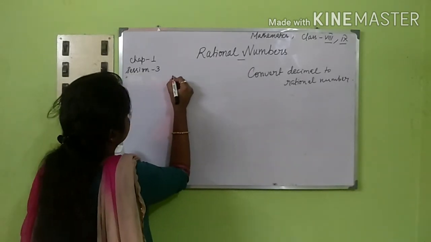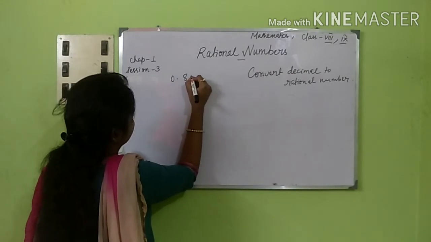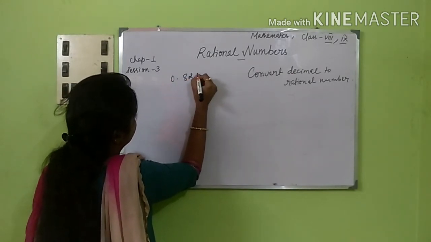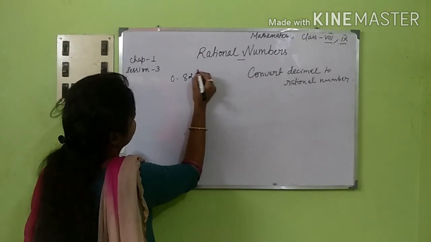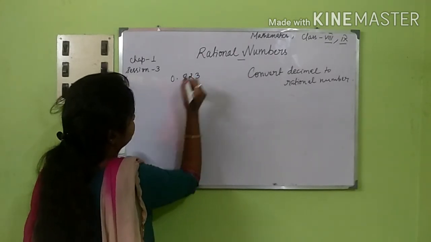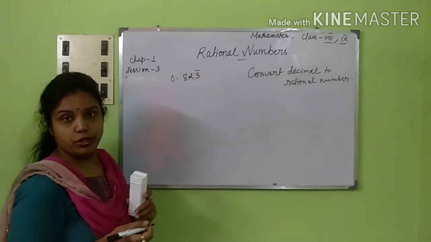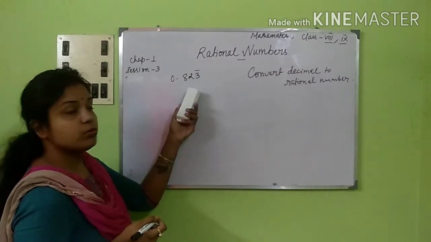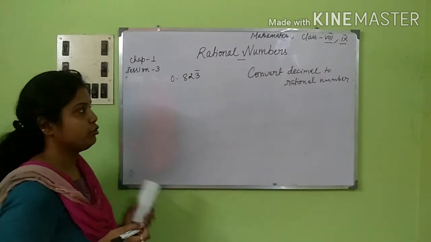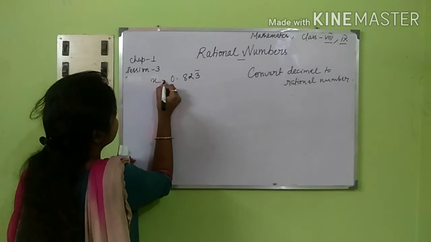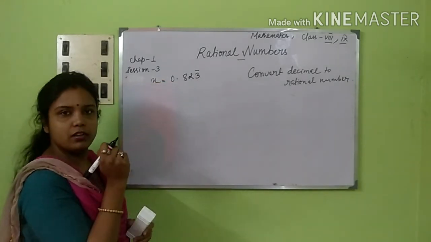Suppose it is 0.8823, and this 3 is going to repeat. Okay, 82 is not repeating, it is only the 3 that is going to repeat. So let us take this as x equal to 0.823 bar, right?